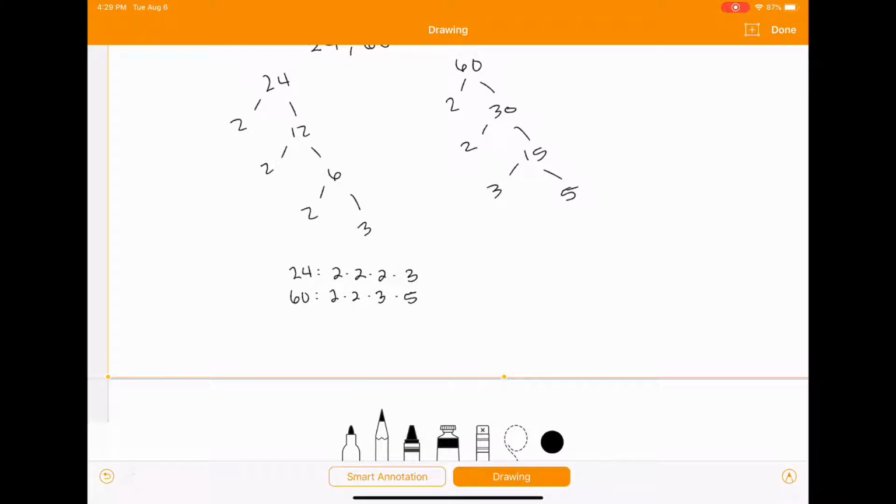And then you're going to go ahead and box anything that is common. So those are all the same prime factors that 24 and 60 have in common. Then you're going to take those and multiply them together. So your greatest common factor, or GCF, is going to be equal to 2 times 2 times 3, which is going to be 4 times 3, which is 12. So your greatest common factor is equal to 12 for 24 and 60.